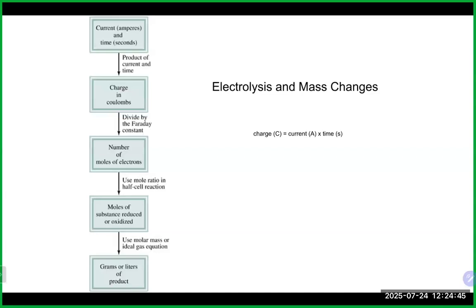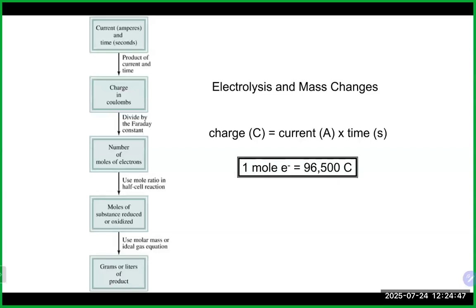Now, when we do electrolysis problems, there's a basic format for these types of questions. Very often you will be given, for example, the current of your electrolysis cell. They'll tell you how long you let that cell run for. They'll often give you the current in amperage, and an amp is a coulomb per second. That comes from this relationship right here.